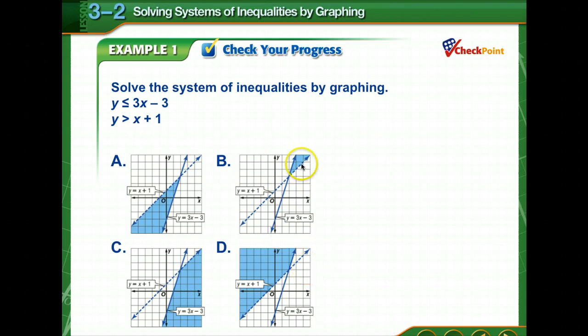So let's check your progress. Solve this system of inequalities by graphing. Pause the video, then come back in a little bit and check to see your answer. Did you answer B? If you looked, all the lines are graphed the same, so it's not the way the lines are graphed, but notice all the regions are shaded differently. So you had to go in and check the shaded region for each one to see where they intersect.